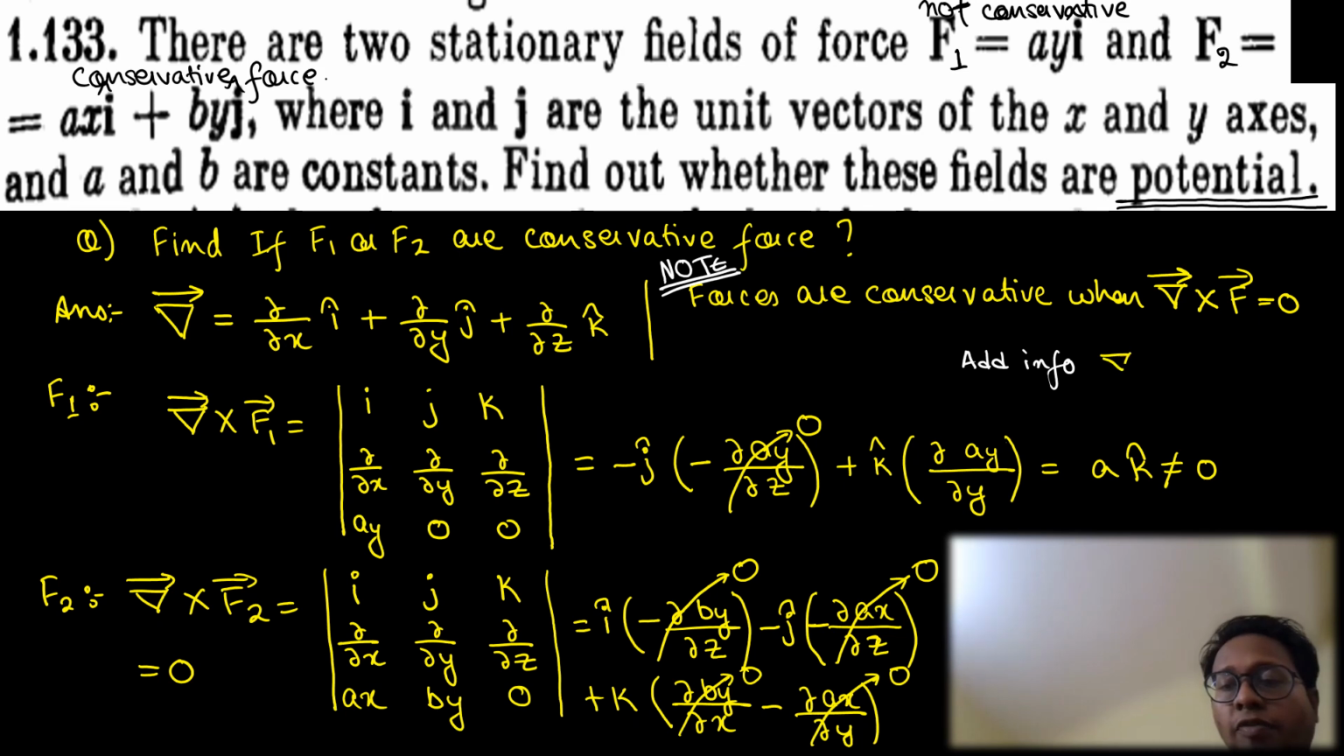The dot product of any vector with this symbol is called divergence. This is called curl of force F, and this is called divergence of force F.